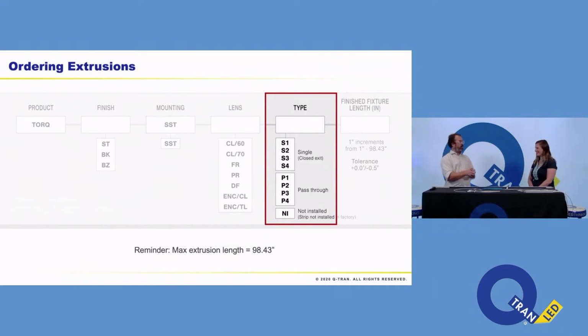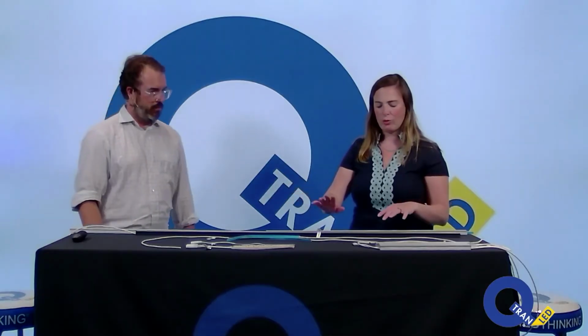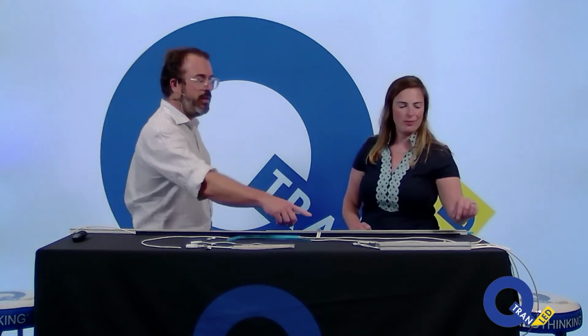So what do they mean? What is an S and a P? S is for single. So for example, on a fixture that has bare wire coming out of it and then a closed end, it's single. It's just one end. The P stands for pass-through.